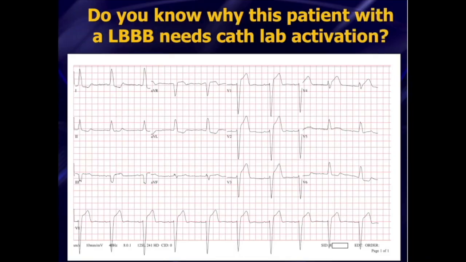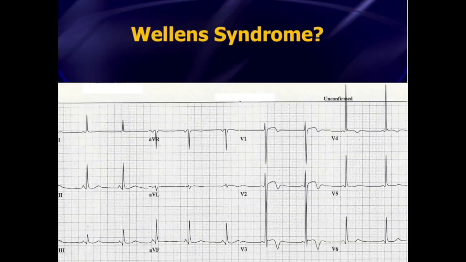Take a look at this. Do you know why this patient who has a left bundle branch block pattern needs immediate cath lab activation? We're going to go through the Sgarbossa criteria and the revised Sgarbossa criteria, and I promise you, you are going to know Sgarbossa criteria better than you ever have before. We'll talk a little bit about Wellens syndrome and also this, which is a mimic of Wellens syndrome.